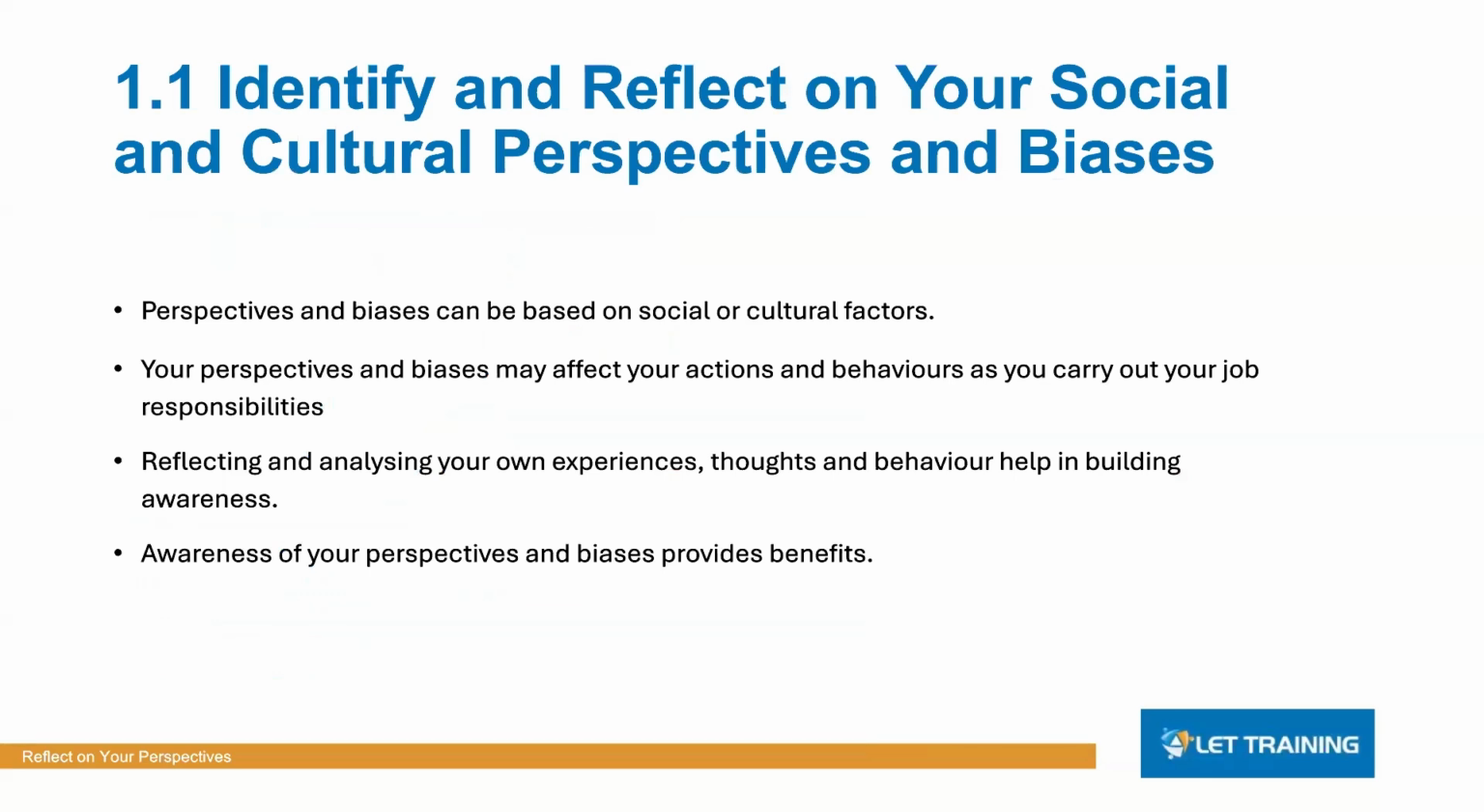Identifying and reflecting on your social and cultural perspectives and biases. So, perspectives and biases can be based on social or cultural factors. Social perspective is your view or the particular attitude you have towards a community, society, or group of people. Social bias is your predisposition to favour one community, society, or group over another. Cultural perspective is your view or the particular attitude you have towards a set of values, behaviour, and knowledge. Cultural bias is your predisposition to favour one set of values, behaviour, and knowledge over another.